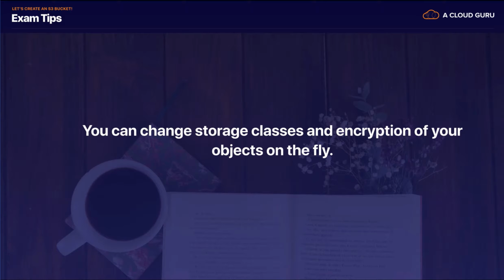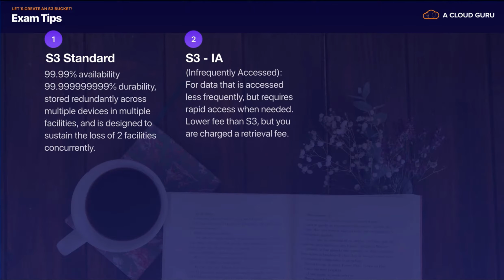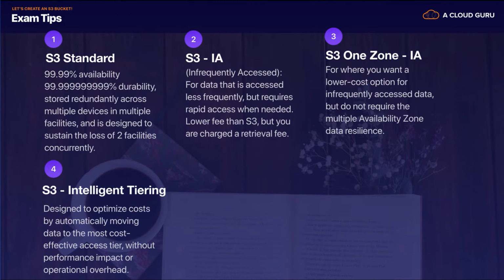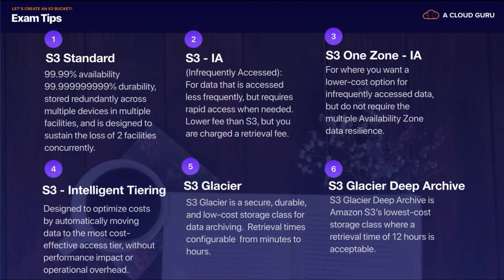You can change the storage class and encryption of your objects on the fly. And just remember the different storage classes. So we have S3 Standard, S3 Infrequent Access, S3 One Zone IA. We then have S3 Intelligent-Tiering. We also did see in the lab that we had S3 RRS, or Reduced Redundancy Storage, but that is being phased out and you will not be tested on it, but do be aware of it. We then have S3 Glacier and then S3 Glacier Deep Archive. So those are the 6 different storage classes available to your objects using S3.